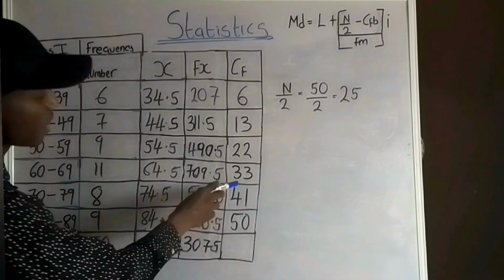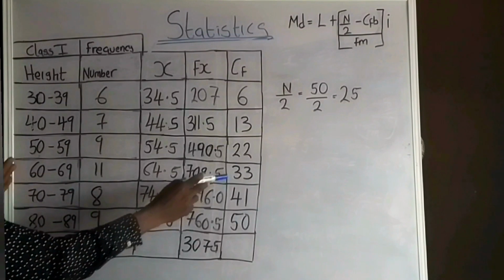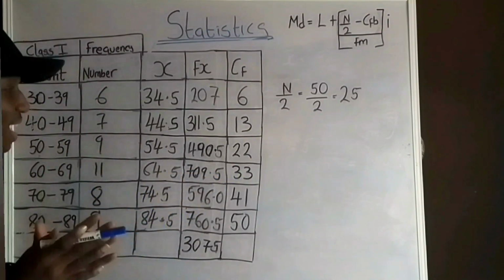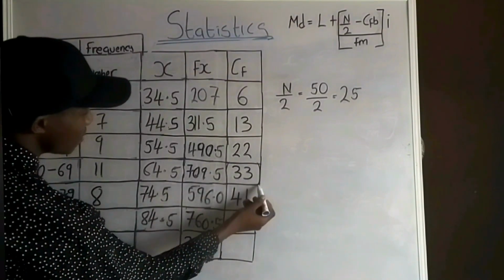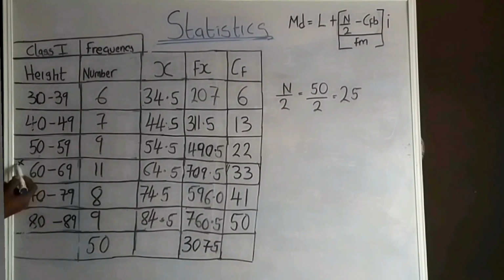The next step is to go back to my cumulative frequency and identify where 25 fell. As you can see, 25 fell within this range. Therefore, the class interval that belongs to the range where 25 fell on my cumulative frequency will be the class interval of the median class. In that case, since 25 fell within this range of 33, the class interval of the median class will be 60 and 69. The class interval of the median class is 60 and 69.